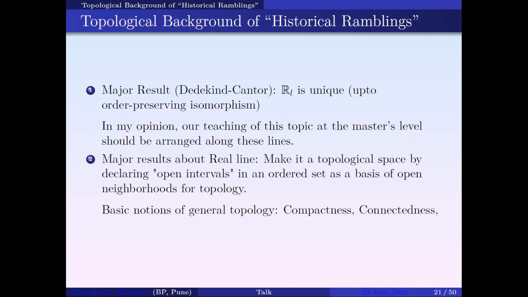And the really major result: the real line is unique. In what sense? Up to order-preserving isomorphism. I think when we discuss these topics at the master's level, we should really distinguish between the real line and real numbers, and present the topic that way.